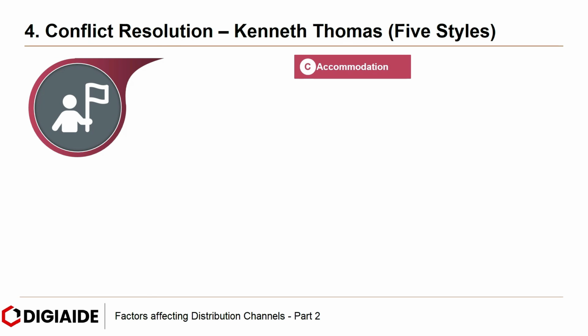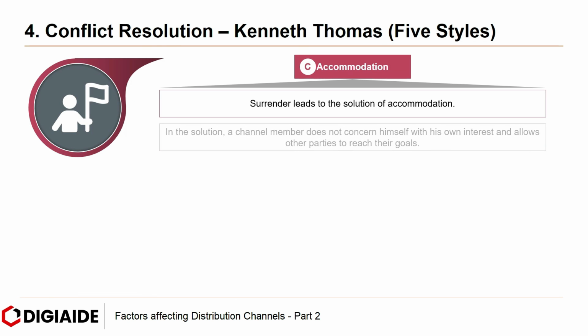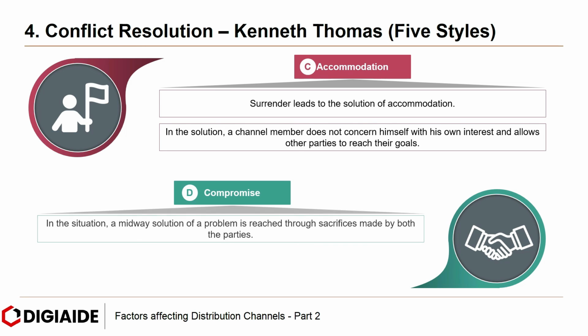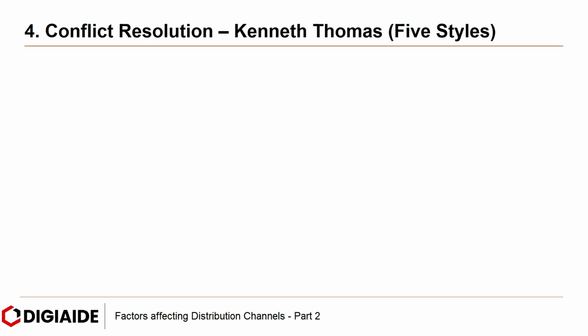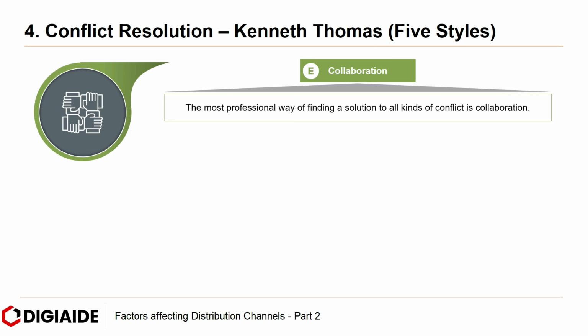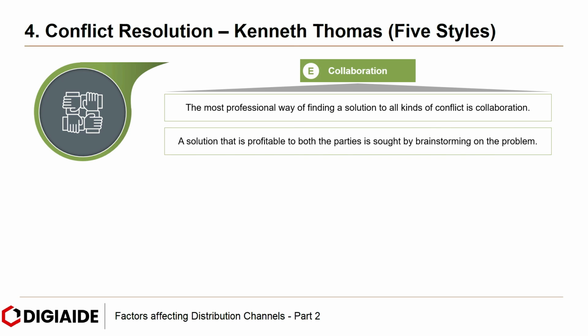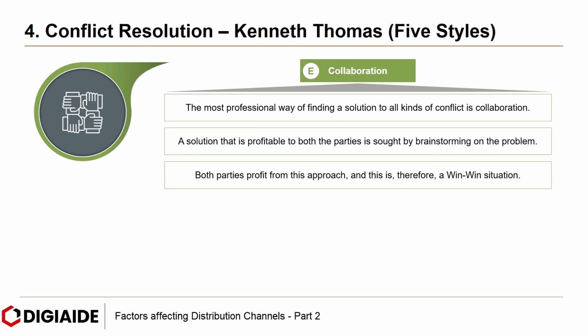Third, accommodation. Surrender leads to the solution of accommodation. In this solution, a channel member does not concern himself or herself with their own interest and allows other parties to reach their goal. Next, compromise. In this situation, a midway solution to a problem is reached through sacrifices made by both parties. Meetings are called, the nature of problems understood, and a solution to the problem is sought. And finally, collaboration. The most professional way of finding a solution to all kinds of conflict is collaboration. A solution that is profitable to both parties is sought by brainstorming on the problem. Both parties profit from this approach, and therefore this is called a win-win situation.